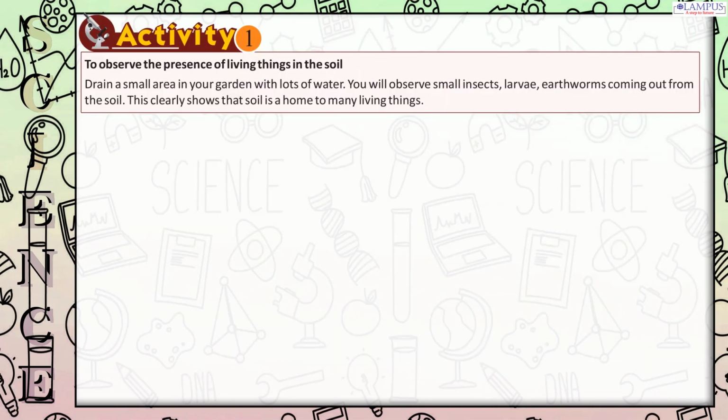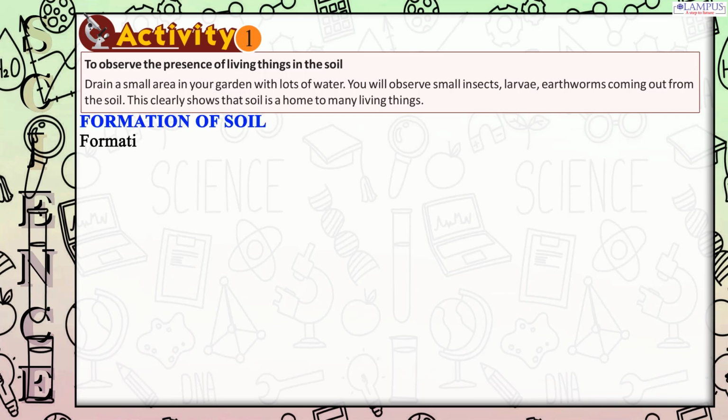Activity 1. To observe the presence of living things in the soil. Drain a small area in your garden with lots of water. You will observe small insects, larvae and earthworms coming out from the soil. This clearly shows that soil is a home to many living things.